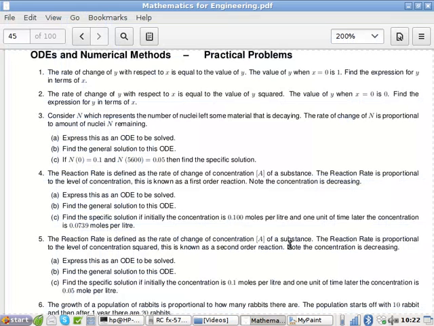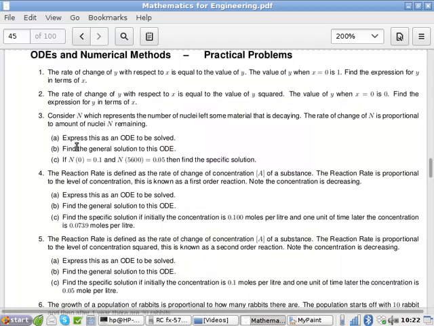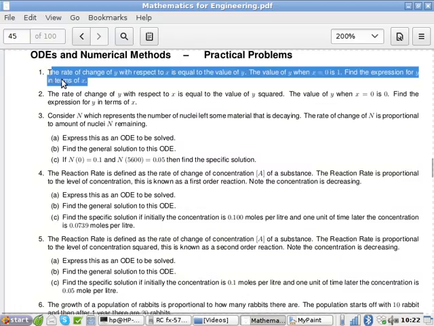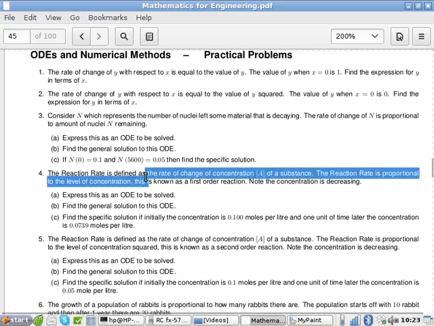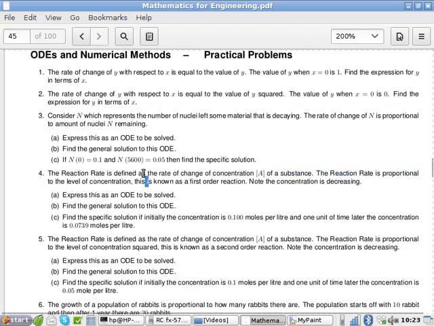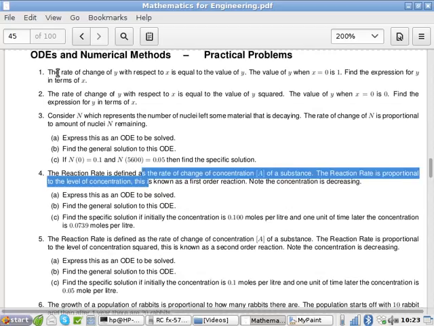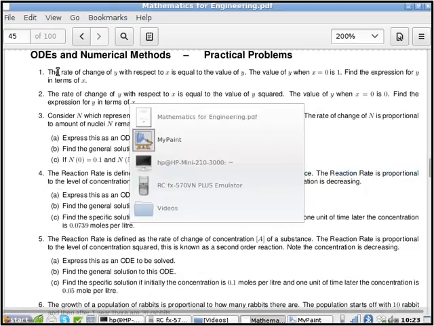Now, this section, we'll have an opportunity to see why this topic is important in physics, because a lot of problems in physics can be written as equations like we've just studied. Let's do a couple of examples. Number one is a simple example. Number three is a physics example. And number four is a chemistry example. So I'll start with number one. Now, we'll do it together. So watch carefully, please.